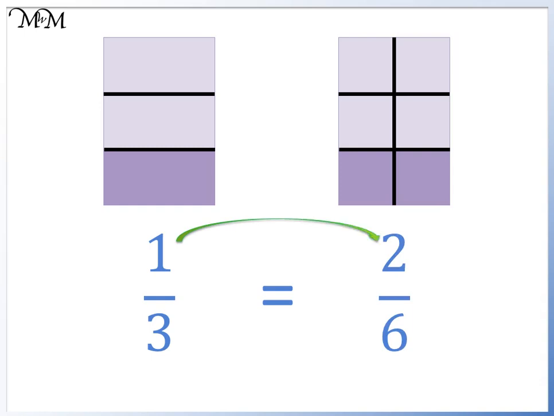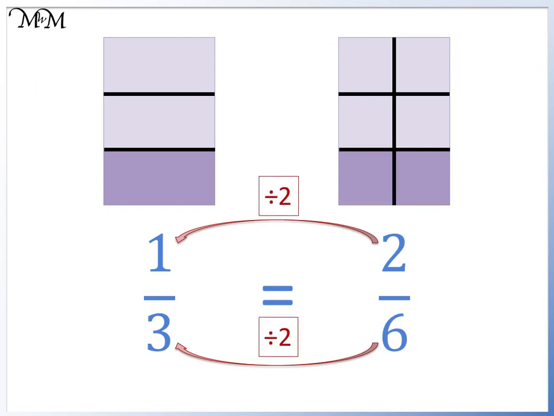Looking at the numerators, to get from 1 to 2, we multiply by 2. Looking at the denominators, we also multiply by 2. Alternatively, to get from 2/6 to 1/3, we can divide both the numerator and the denominator by 2. We have learned that to make an equivalent fraction, we can either multiply or divide both the numerator and the denominator by the same number.